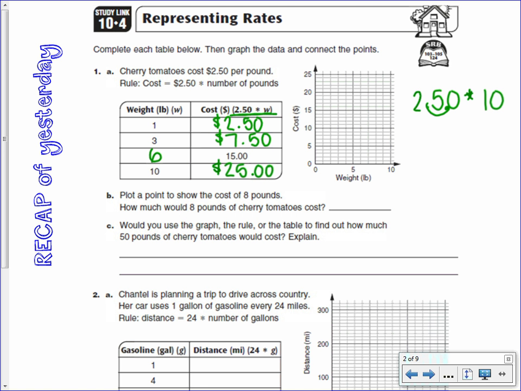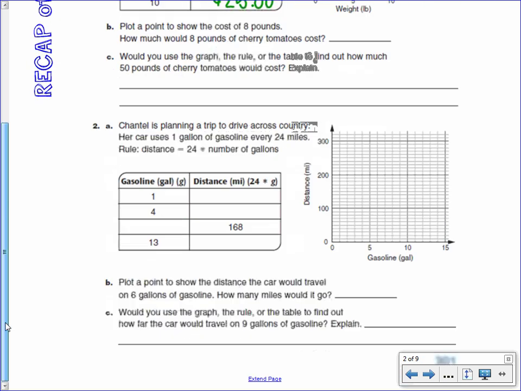Okay. Since you already did some of this, we're just going to do the table for this one too. Again, plug and chug through it. We know our equation is 24 times G, or the number of gallons of gas. So we can use this every single time. 24 times, what's G in the first row? 1. 24 times 1 is 24.